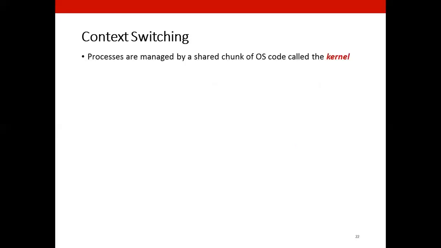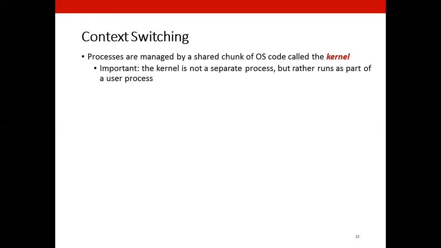context switching. So the processes are managed by a shared chunk of operating system code called the kernel. And it is important to know that the kernel is not a separate process, but it is just a special piece of code that runs as a part of the user process. But kernel code has special privileges. So this is how a context switch happens.